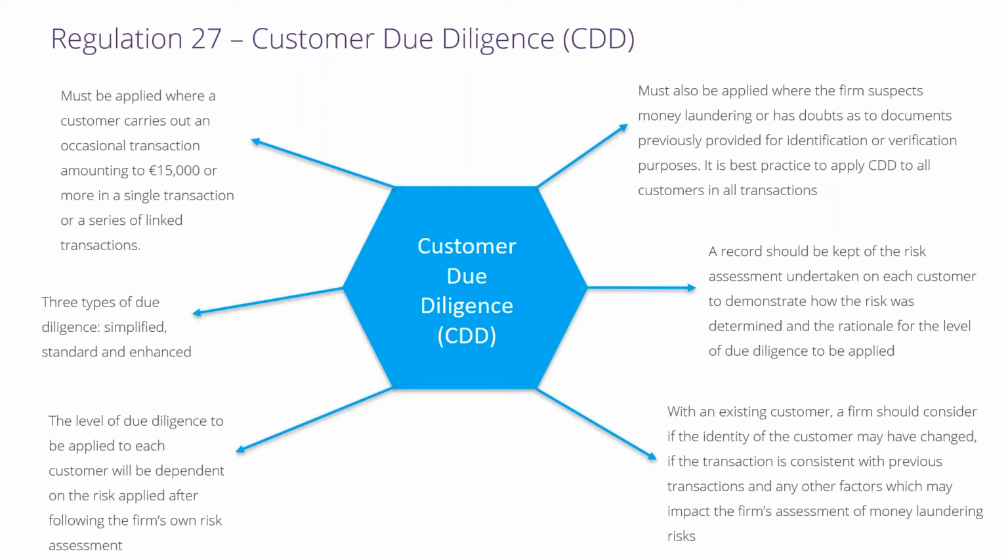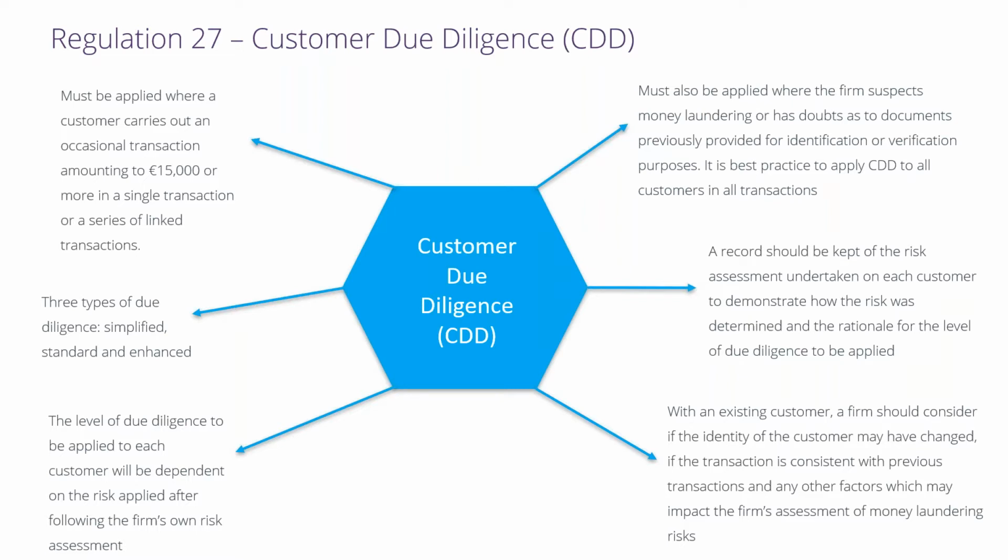There are 3 types of due diligence: simplified, standard, and enhanced. We'll go into these in a bit more detail shortly. You need to keep records on each customer of the risk undertaken and how the risk was determined and which type of due diligence was used.